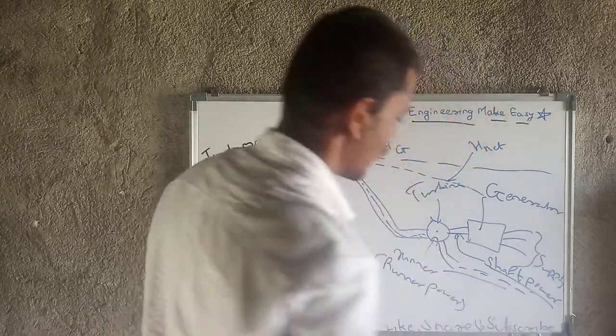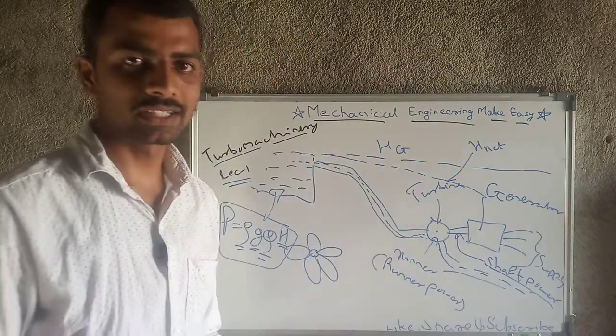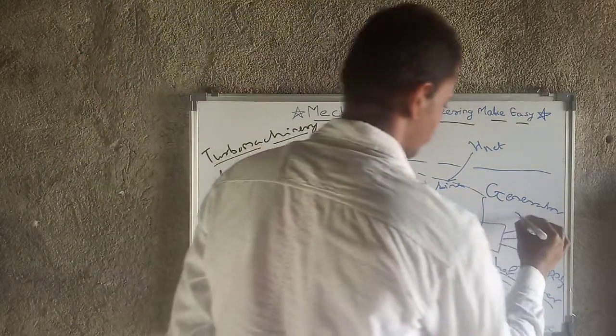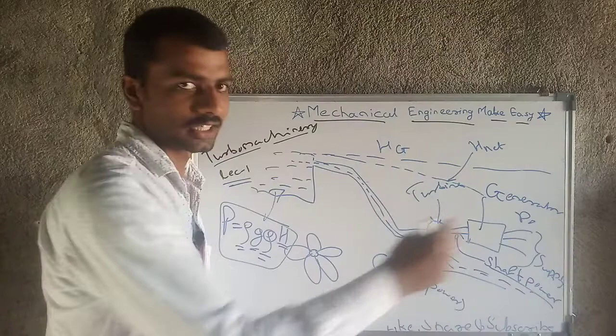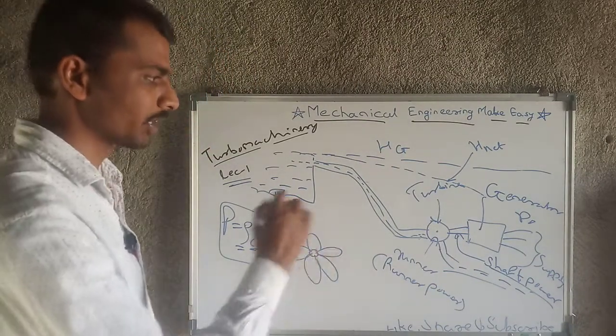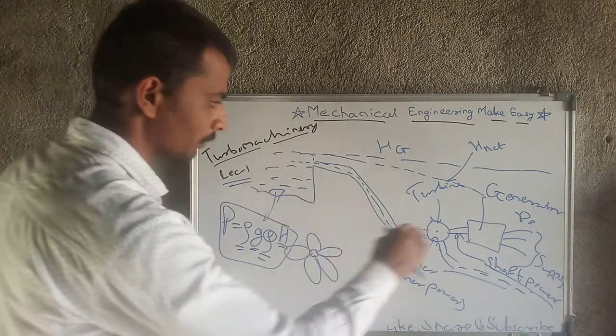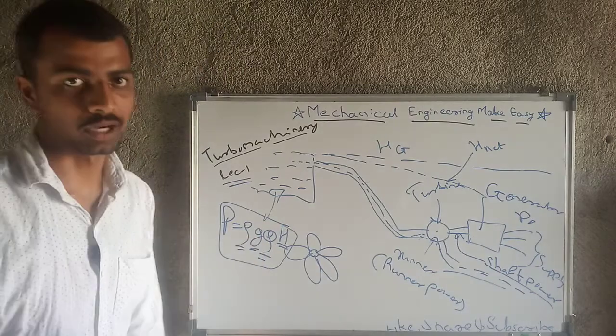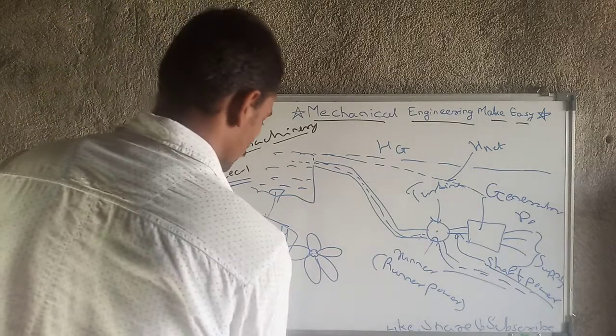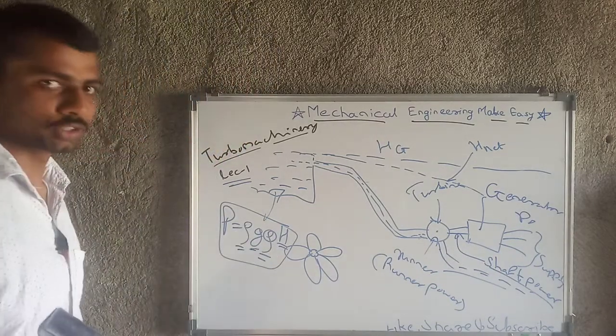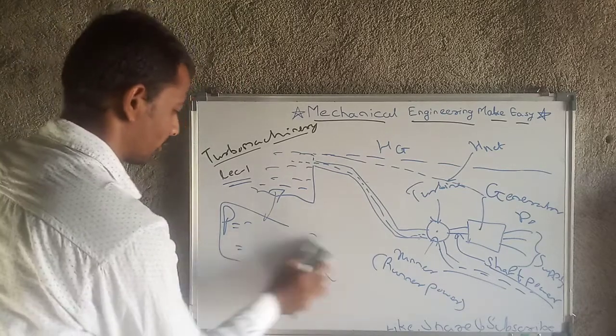Okay, and after that we will get at the outlet the overall output power, that is PO, after generation of electricity. So that power is PO. This is all the power flow of a hydroelectric power plant. So draw this figure if possible, and I will move forward.